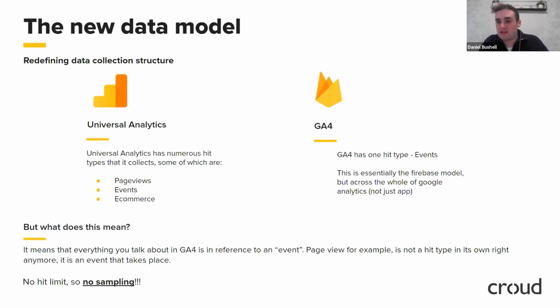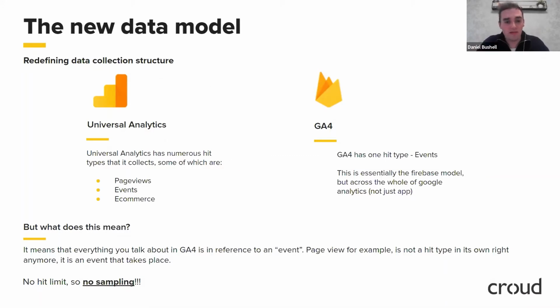And this is essentially the Firebase model that we previously alluded to, but across the whole of Google Analytics, not just app. So what does this mean? Well, it means that everything that we talk about in GA4 when we're talking about tracking and data collection is in reference to an event. And a good way to display this is to think about page views. In Universal Analytics, page views are a hit type in their own right, whereas in GA4, a page view is an event that takes place. We're going to dive into that in a little bit more detail so it's not as abstract, and you can see how that kind of translates into changes in the platform.